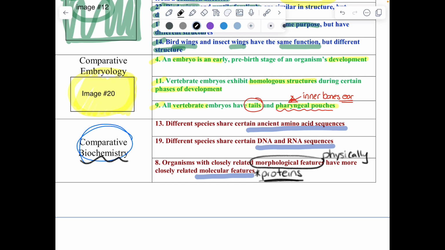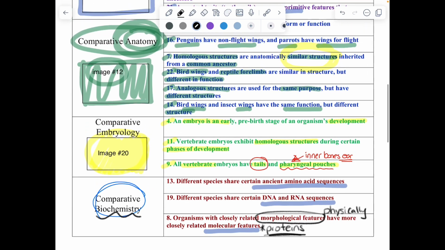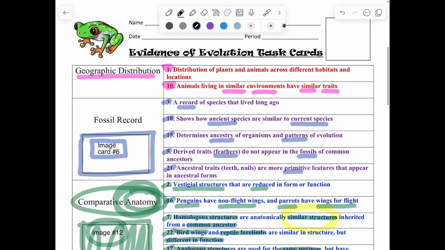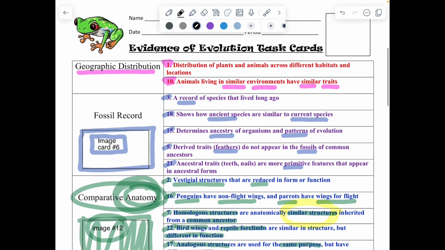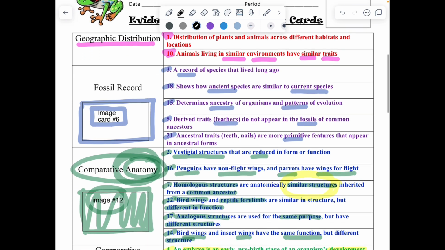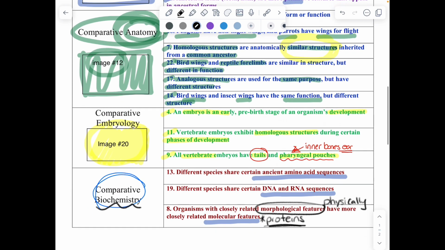So take a minute. Make sure that you have all of these correct. Check with your shoulder partner. Make sure you've got a good understanding of all of these different evidences and how they fit under this particular type of evidence of evolution, because you are going to take a quiz on this next.